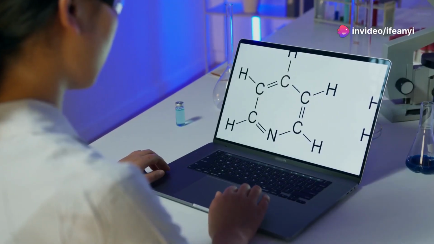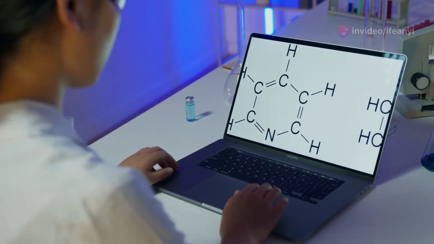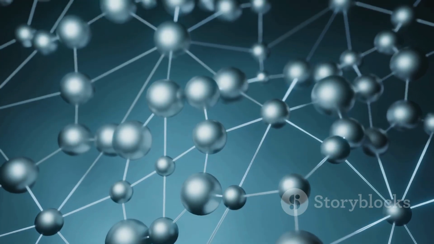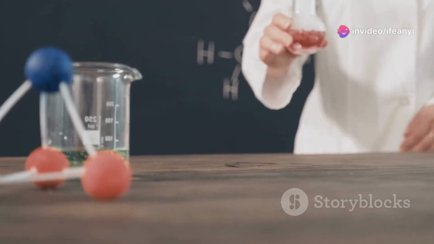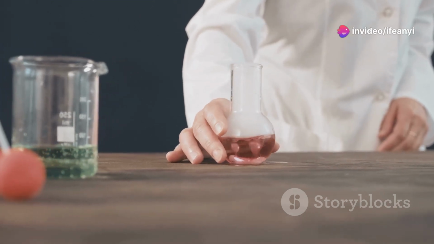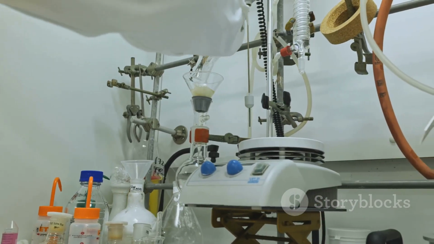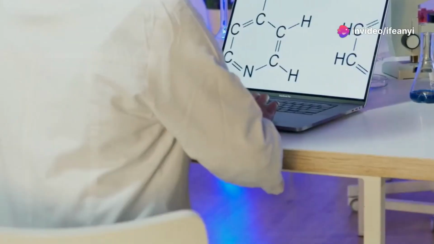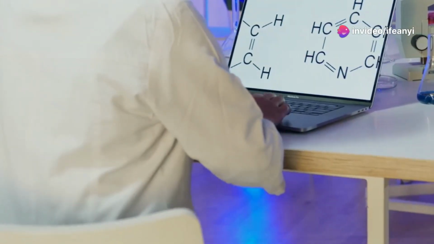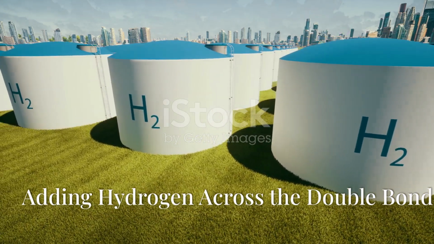When an electrophile approaches the double bond, the pi electrons are drawn towards it, leading to the formation of a new bond. This process is often accompanied by the breaking of the pi bond and the formation of a new sigma bond, resulting in the addition of atoms or groups of atoms across the double bond. This type of reaction, known as an addition reaction, is a hallmark of alkenes. It forms the basis for a wide range of chemical transformations, making alkenes versatile building blocks in organic synthesis.